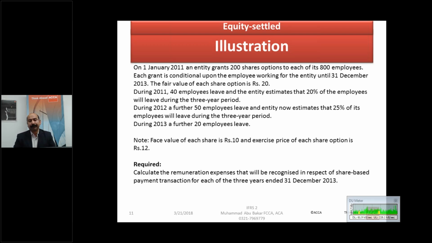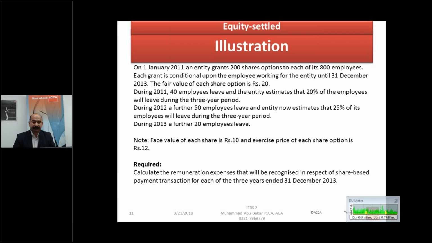Here we shall apply this illustration to understand the initial journal entries of equity settled share based payment. On 1st January 2011, an entity grants 200 share options to each of its 800 employees. Each grant is conditional upon the employee working for the entity until 31st December 2013, meaning 3 years. The fair value of each share option is rupees 20.